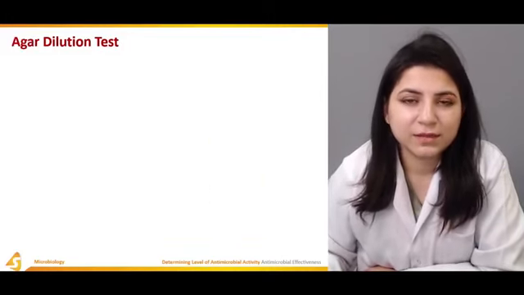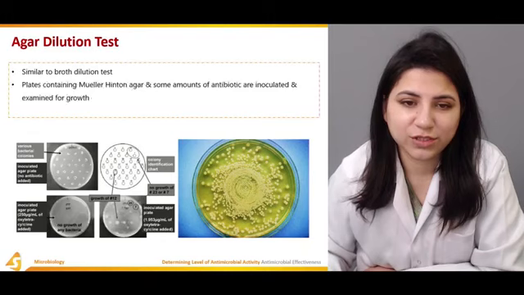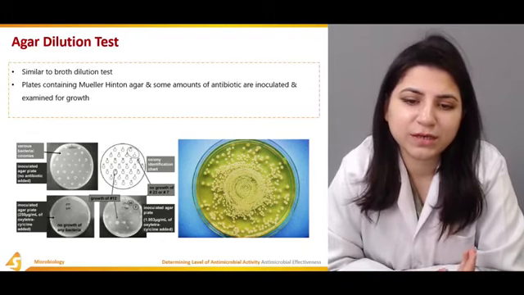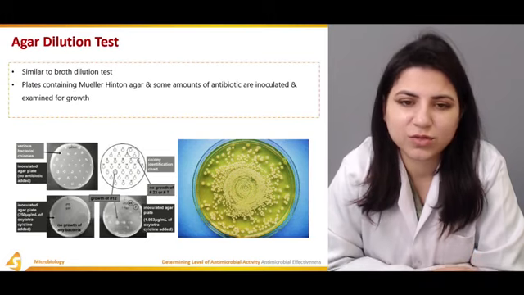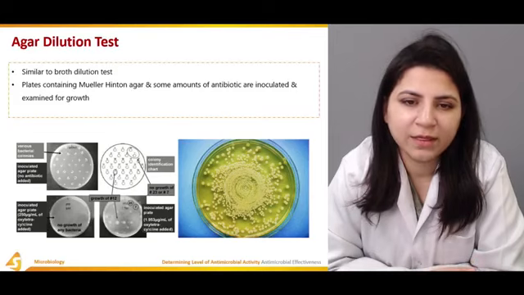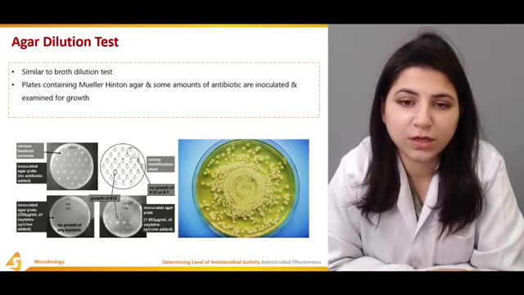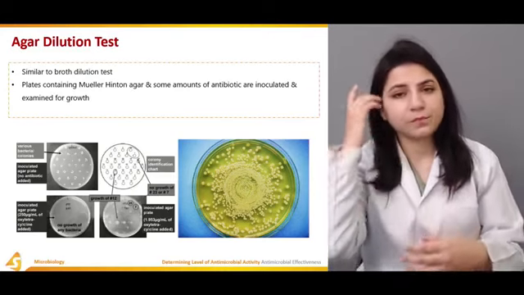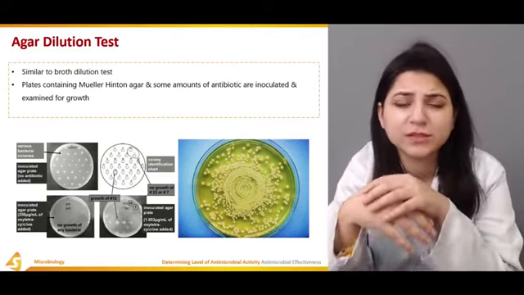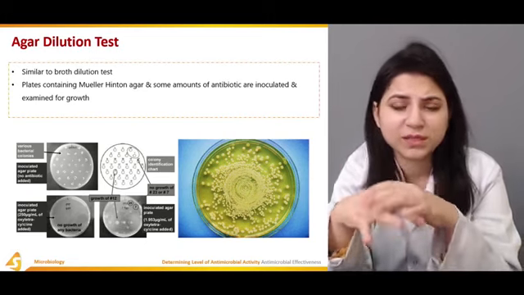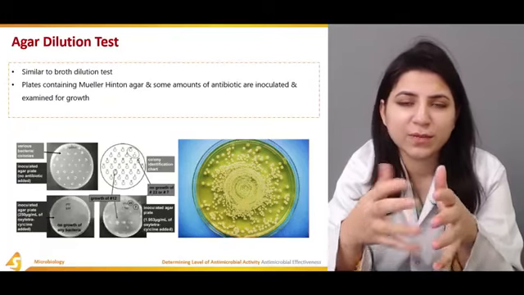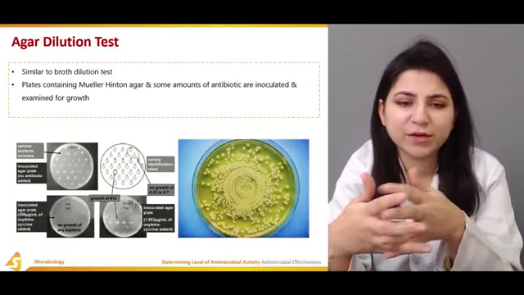Then the other test is the agar dilution test. It's pretty similar to the broth test because we are diluting again in this situation, but we are using plates. Plates contain the Mueller-Hinton agar. So even the concentration of the vitamins or minerals that are present in the broth remains the same, but it's in the solidified form. And some amounts of antibiotics are inoculated and then examined for growth.